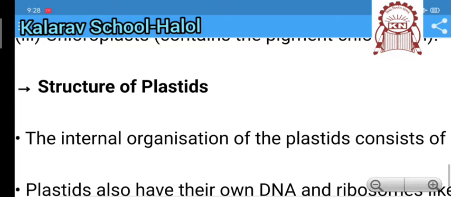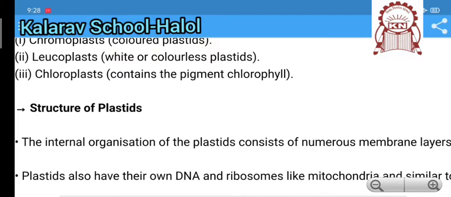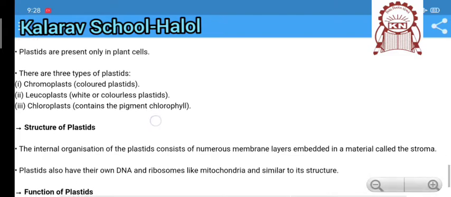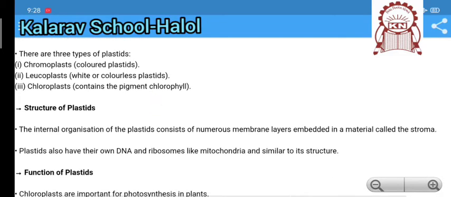Next is the structure of plastids. The internal organization of a plastid consists of numerous membrane layers embedded in a material called stroma. Plastids also have their own DNA and ribosomes, similar to mitochondria in structure. As mitochondria have their own DNA and ribosomes, plastids also have their own DNA and ribosomes.